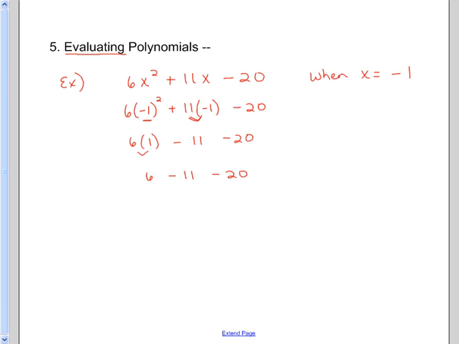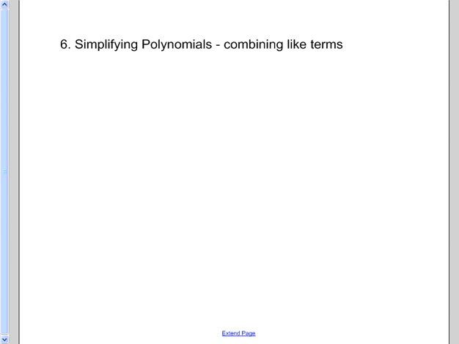Then we could go left to right. +6, -11 would be -5, and -20 would be a -25. So this is the solution or the answer that they're looking for when it tells you to evaluate a polynomial. The last type of problem that you're going to have in this section is going to deal with simplifying polynomials.